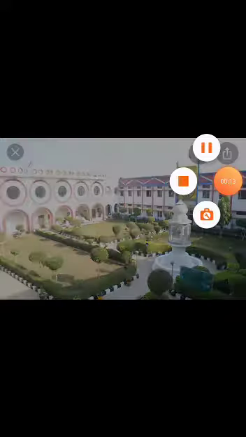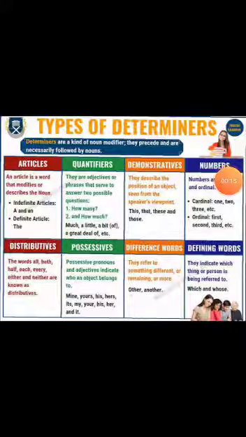Today we are going to discuss your grammar topic, that is determiners. Determiners are a kind of noun modifier. They come before, or we can say they precede, and are necessarily followed by nouns. Following are the kinds of determiners.